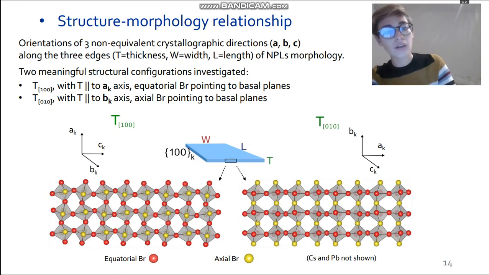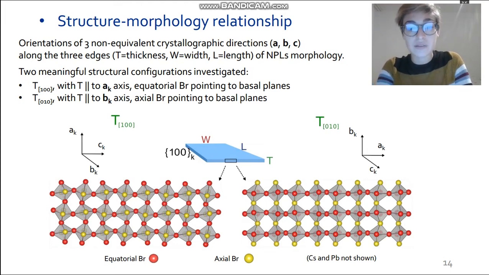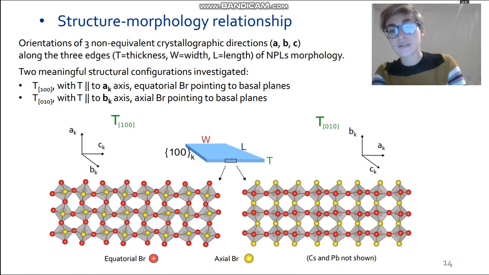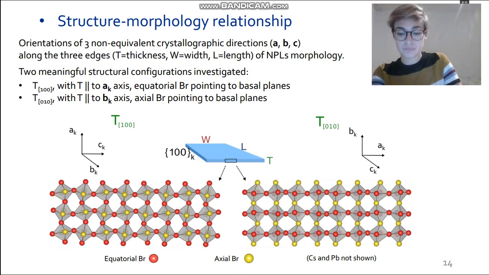The first configuration, on the left side of the slide, implies that the axial bromides in yellow are nearly aligned to the nanoplatelet's thickness, and that the equatorial bromides in red point towards the basal planes. The second configuration, shown on the right side of the slide, is characterized by the opposite arrangement of halides.